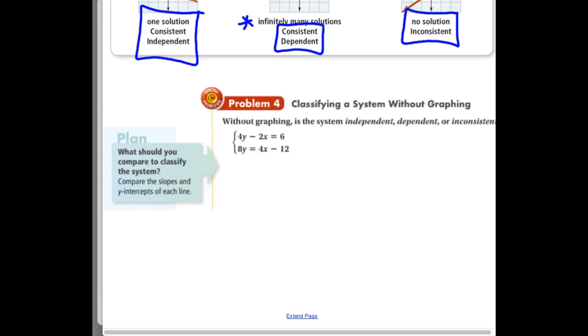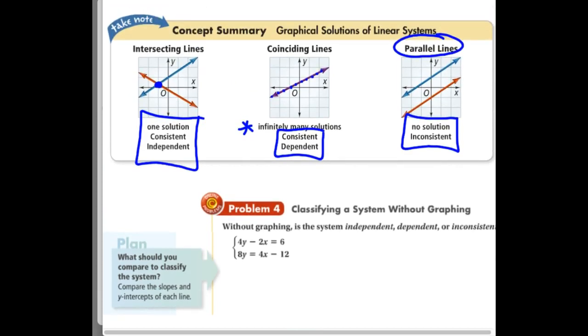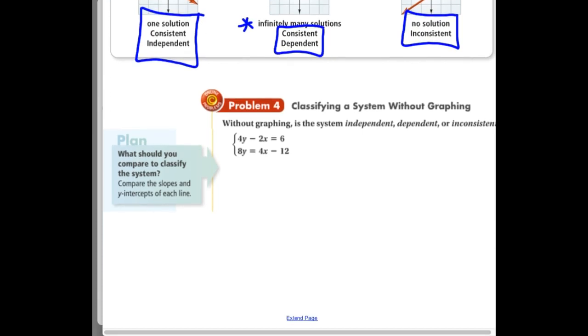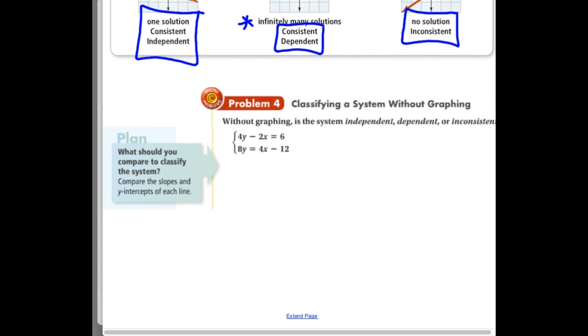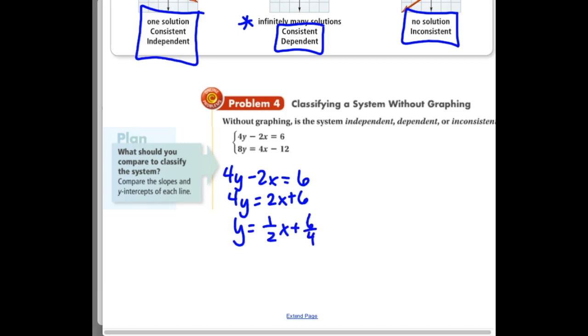Now, without graphing it, what we really need to look at is, do we have the same slopes? We can tell that right from the equations. If we have same slopes, we know that they're parallel, or they might be two of the same line. So let's break this down. Let's take each of these and get them in our y equals mx plus b format. So the first one, 4y minus 2x equals 6. If I were going to solve that for y, I'm going to add the 2x over, and then I'm going to divide everything by 4. So I end up with 1/2 x plus 6/4, or 3/2 if you want to reduce that.